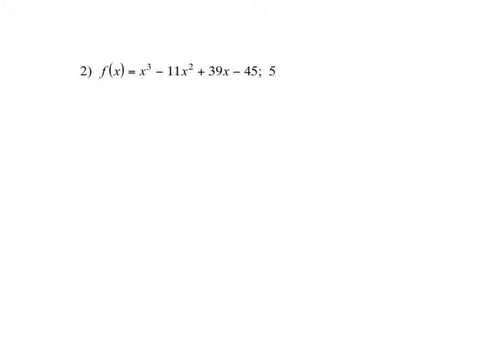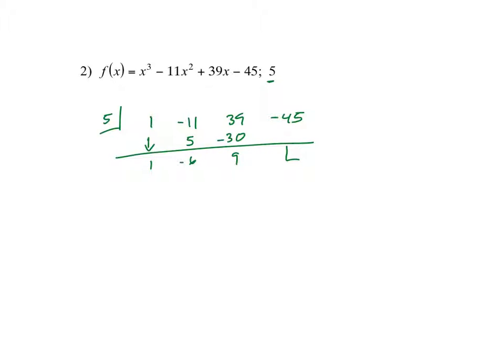Okay, so I'm going to start by dividing, because 5 is a zero. So 5, then 1, negative 11, 39, negative 45. I'm bringing down the 1. 1 times 5 is 5, plus negative 11 is negative 6. Negative 6 times 5 is negative 30. 39 minus 30 is 9. And 9 times 5 is 45. That's a 0. So we're going to have x squared minus 6x plus 9 equals 0.